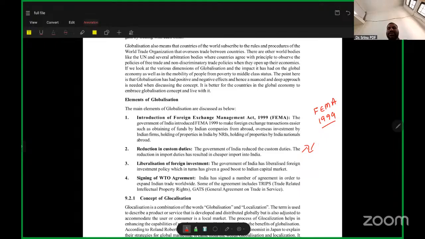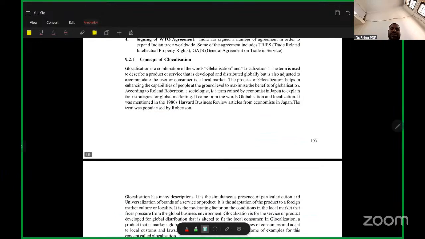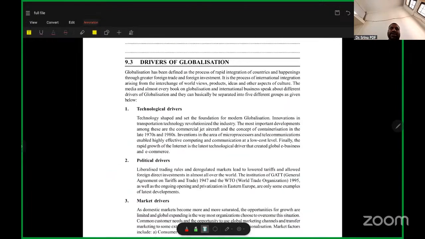Liberalization of foreign investment. Previously FDI was allowed only up to 40%, now it has become 100%, so there is no limit. And signing of the WTO agreement, the World Trade Organization, with agreements like trade related intellectual property rights and GATS, the General Agreement on Trade and Services. All the countries will sign to do business. That is called globalization. The concept of globalization I have already explained.